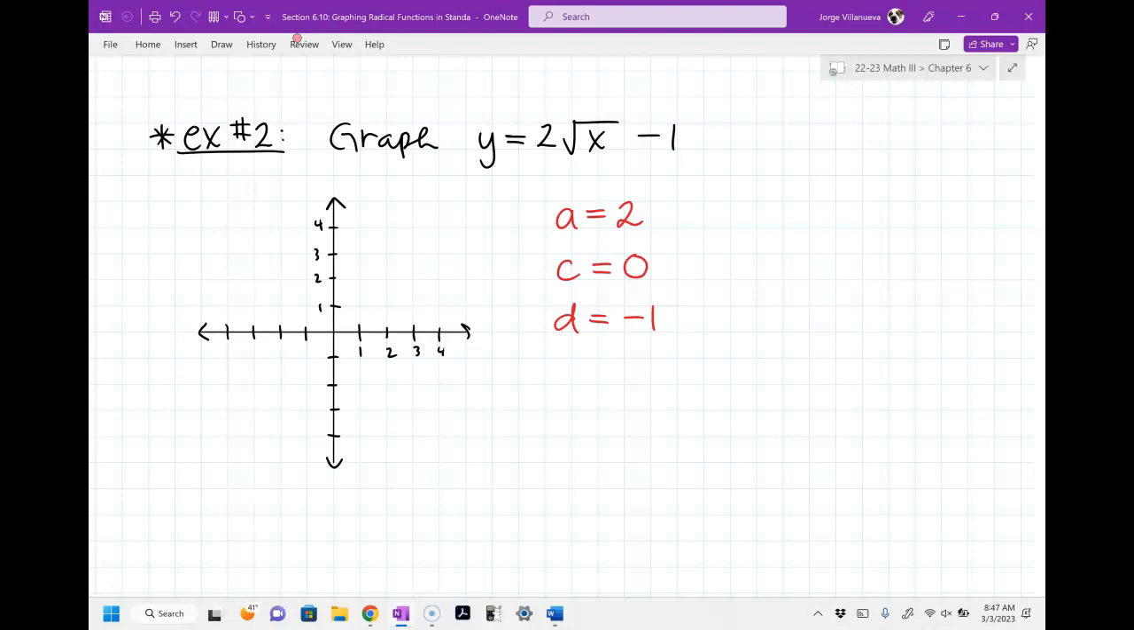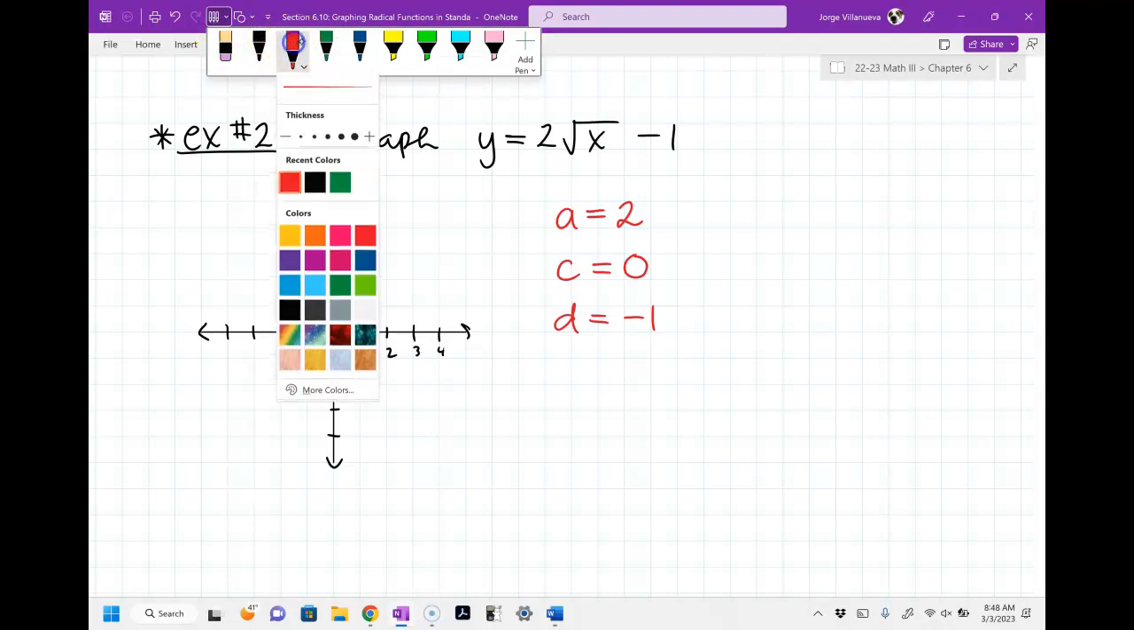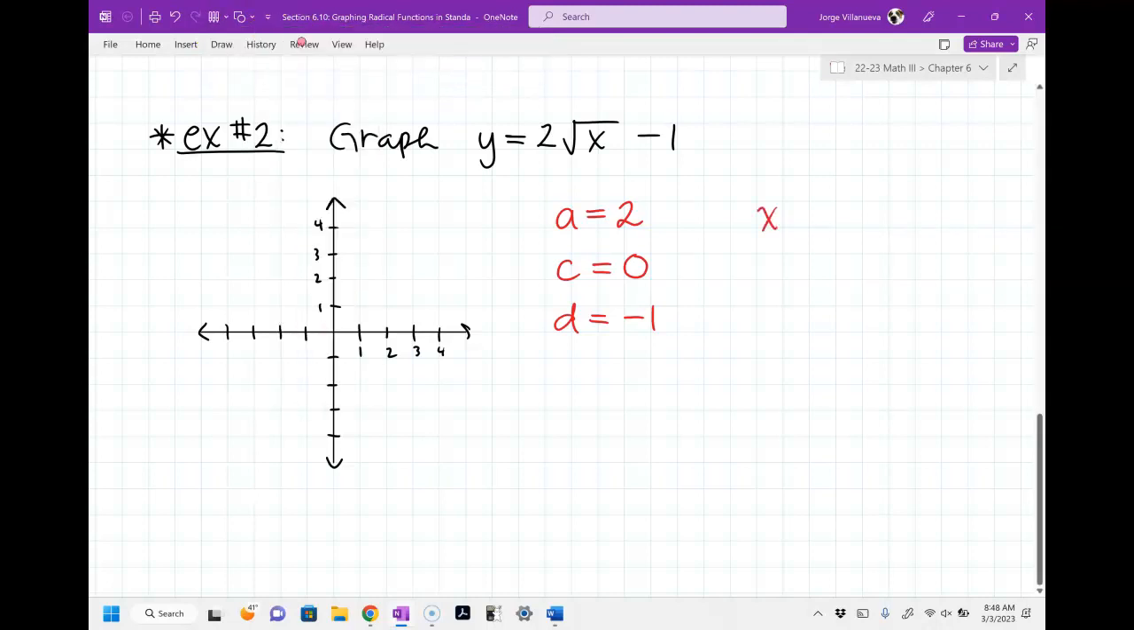So that means that this graph is not going to move left or right, but it is going to move which direction, up or down? Down, right? It's going to actually be one lower. So let me go ahead and set up a table here, x and y.